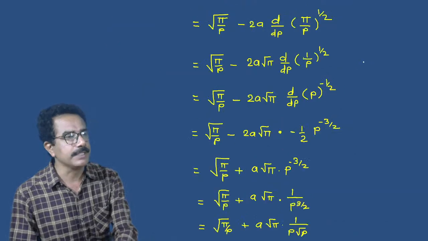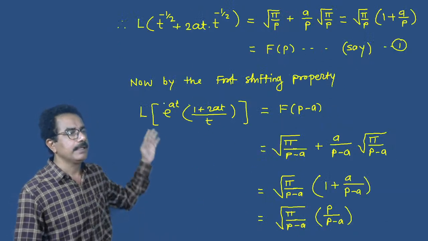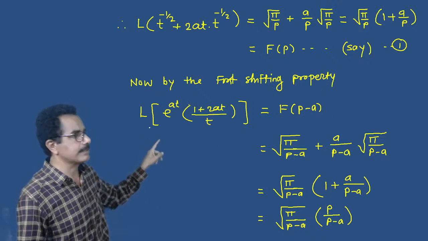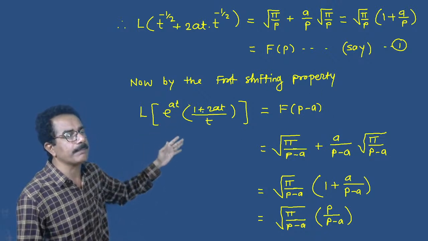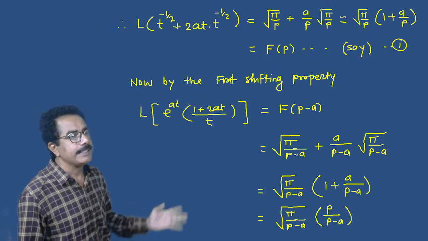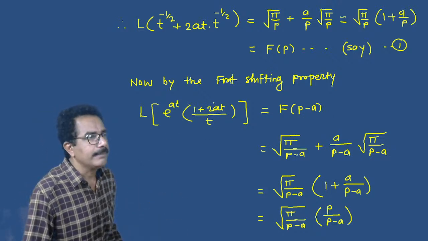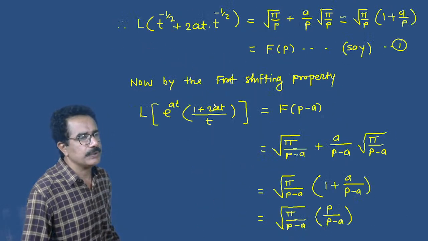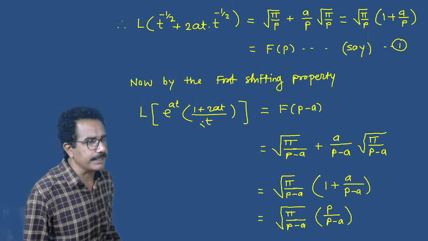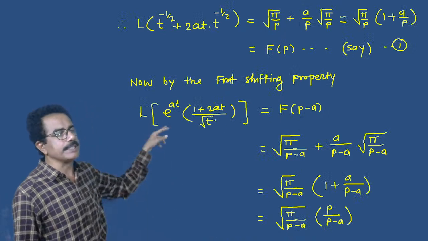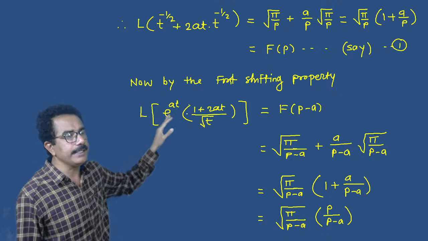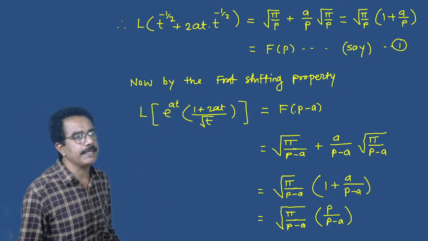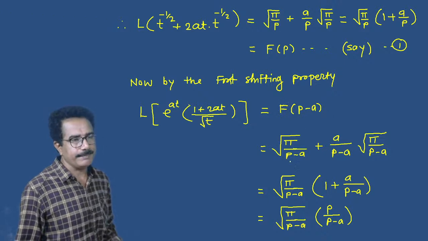So according to this we have to use the first shifting property. Now by the first shifting property, Laplace transform of e raised to at into 1 plus 2at divided by root t. I have written t by mistake here; it is 1 by root t. So the Laplace transform of e raised to at into 1 plus 2at divided by root t is equal to capital F of p minus a.